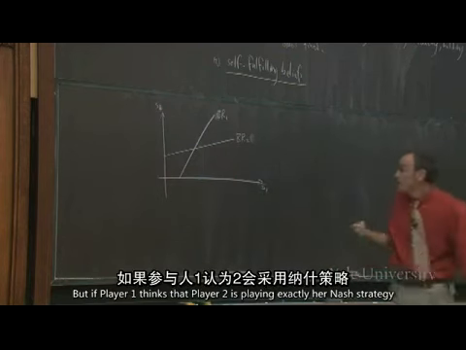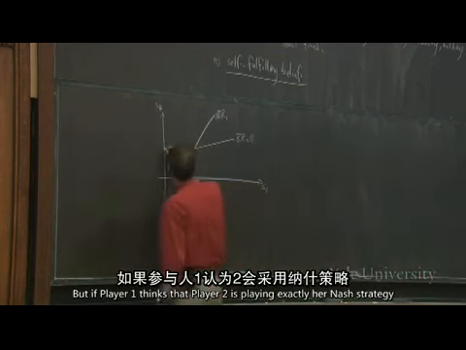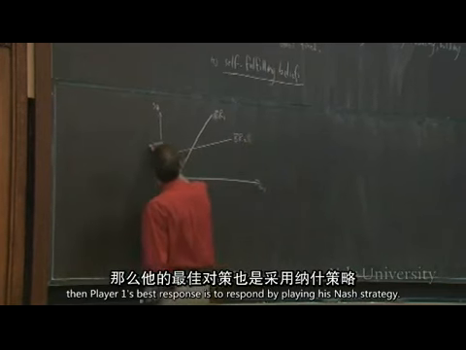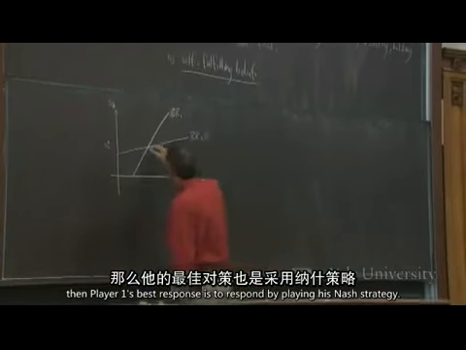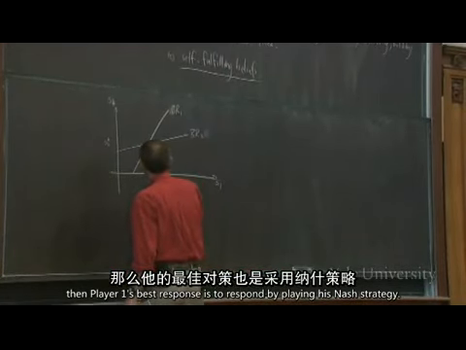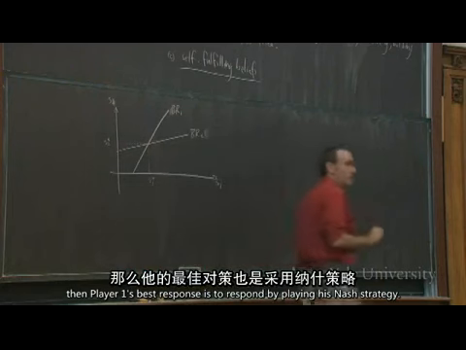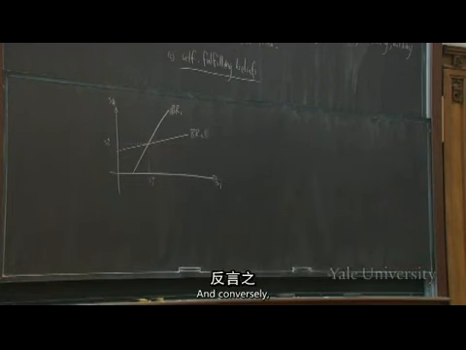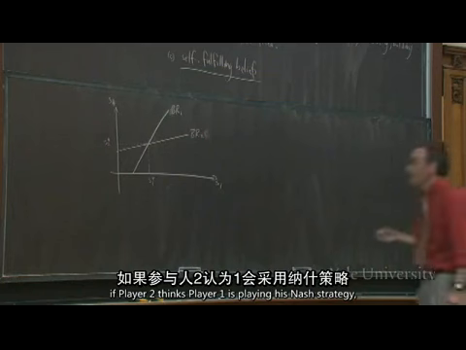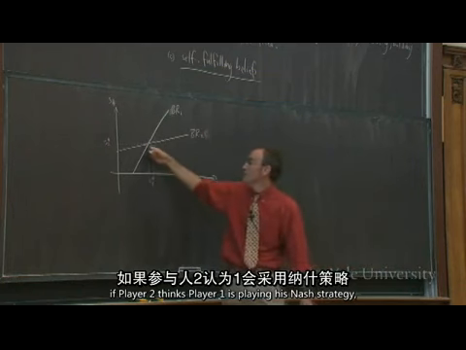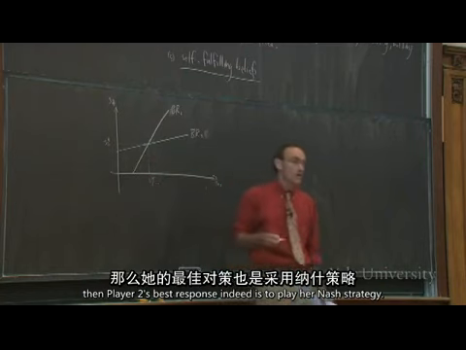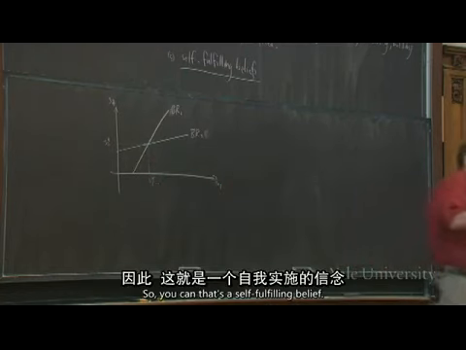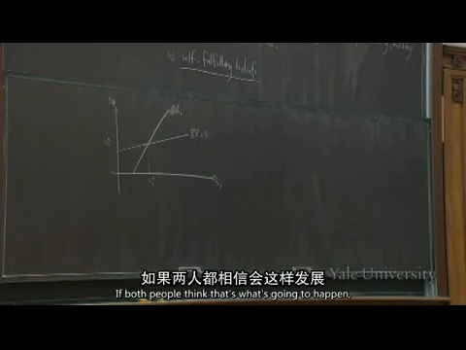But if player 1 thinks that player 2 is playing exactly her Nash strategy, then player 1's best response is to respond by playing his Nash strategy. And conversely, if player 2 thinks player 1 is playing his Nash strategy, then player 2's best response, indeed, is to play her Nash strategy. So you can see that's a self-fulfilling belief. If both people think that's what's going to happen, that is indeed what's going to happen.